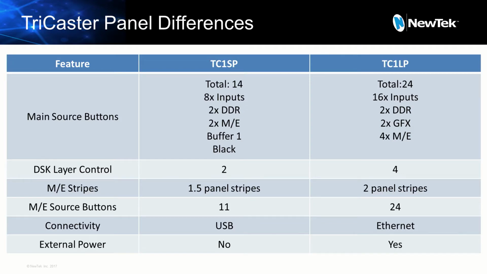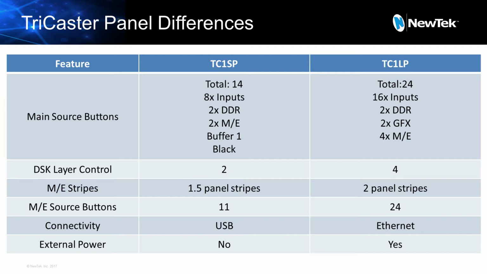So the first is the main source buttons that you can find on the 2. On the small panel, you have 14 buttons available. This means that this panel will allow you to access the first 8 inputs, the 2 DDRs and 2 MEs, along with a buffer and the black video channel. So that is everything that is directly available via a single button press from this panel. That doesn't mean that you lose 8 inputs, that you can't access 9 through 16.